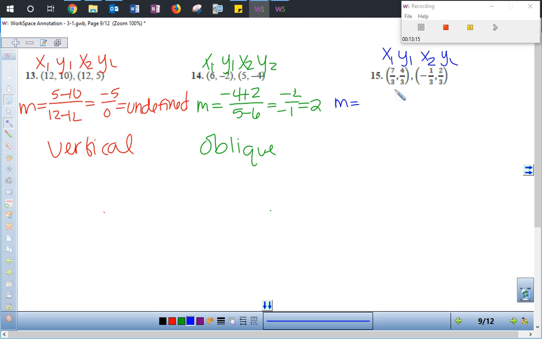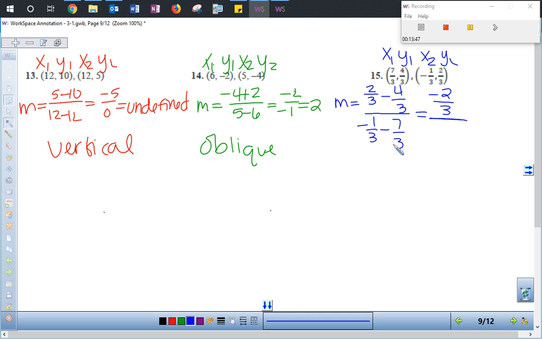M equals y sub 2 minus y sub 1, so 2/3 minus 4/3, over x sub 2 minus x sub 1, negative 1/3 minus 7/3. Now we can handle just our numerator. So our numerator here is awesome because we have common denominators, which means I don't have to do any work before I subtract. So 2/3 minus 4/3, I only subtract the numerators. 2 minus 4 is negative 2 over 3.